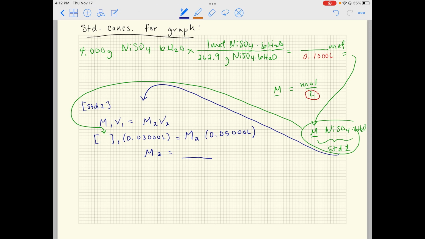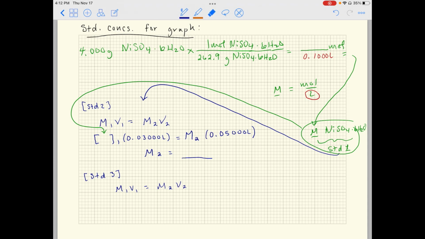We're going to do it again. So if we looked, for example, at the standard 3 concentration, and we were to calculate that, we're still going to use that M1 V1 equals M2 V2.